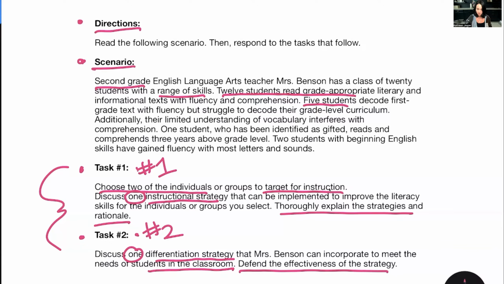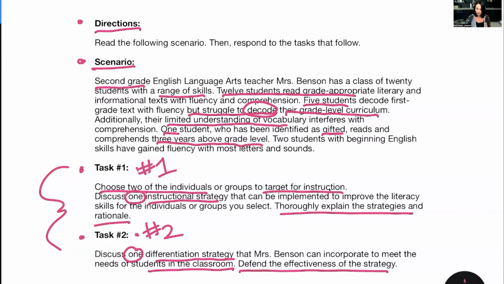They do 1st grade text with fluency, but struggle to decode. Okay, that gives me an indication of where their skills are a little bit low. Their grade level curriculum. So we have a group of kids who can't decode on grade level. And it says, additionally, their limited understanding of vocabulary interferes with comprehension. 1 student is gifted. So we have 1 student who is gifted and reads and comprehends 3 years above grade level. Okay, so this kid is way off the chart. So 3 years above grade level.